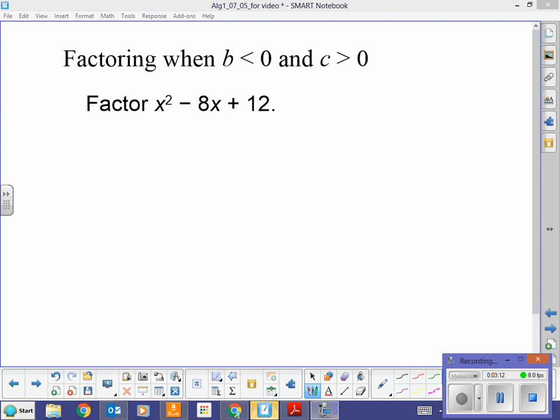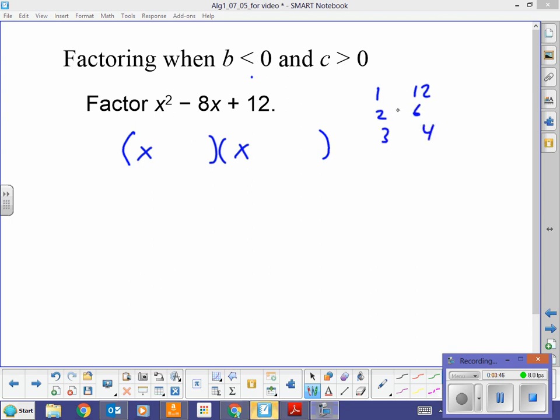Now, in this case, b is negative and c is positive, but we ask ourselves the same question. We just have more factors to check. I need a pair of numbers that multiply together to equal positive 12, but add together to equal negative 8. Well, if they multiply together to equal a positive number and add together to equal a negative number, that means they're both going to be negative numbers, right? So that makes things easy for us. So I can think 1 and 12. I can think 2 and 6. I can think 3 and 4.